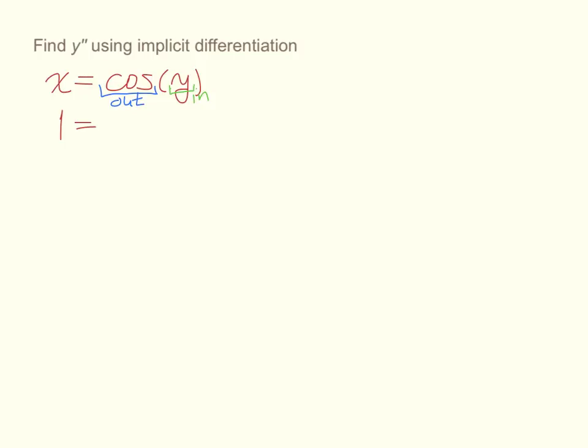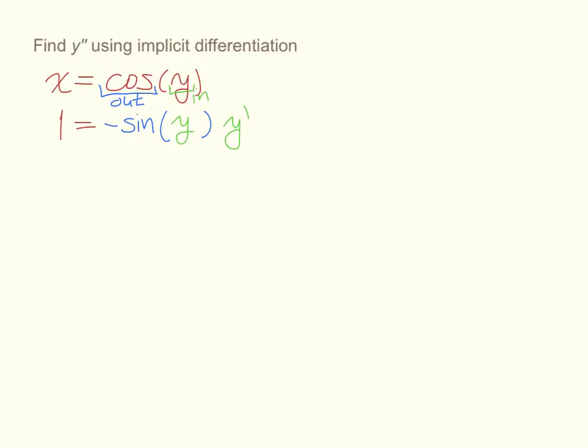So the chain rule states we will take the derivative of the outside function, which is negative sine. The derivative of cosine is negative sine, and we will leave the inside alone. And to that we multiply the derivative of the inside. The derivative of the inside, which is just y, is y prime.